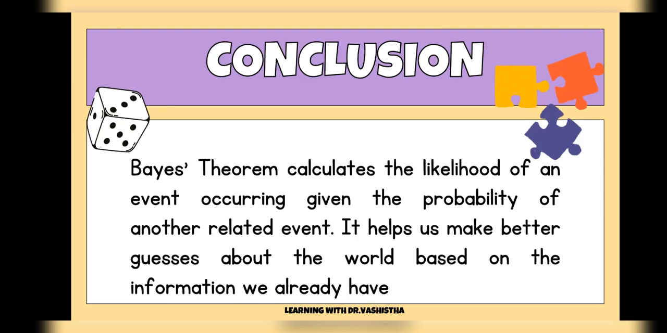So in conclusion, we can say that Bayes' theorem, which was propounded by Mr. Thomas Bayes, has made a very complicated subject very simple, in the way that it tells the likelihood of an event occurring when the probability of another related event is given. It makes it easy for us to make guesses about the world, which is quite unpredictable. Based on any information we already have, we can guess the outcome or the likelihood of an event to happen because there is certain information available to us related to it.